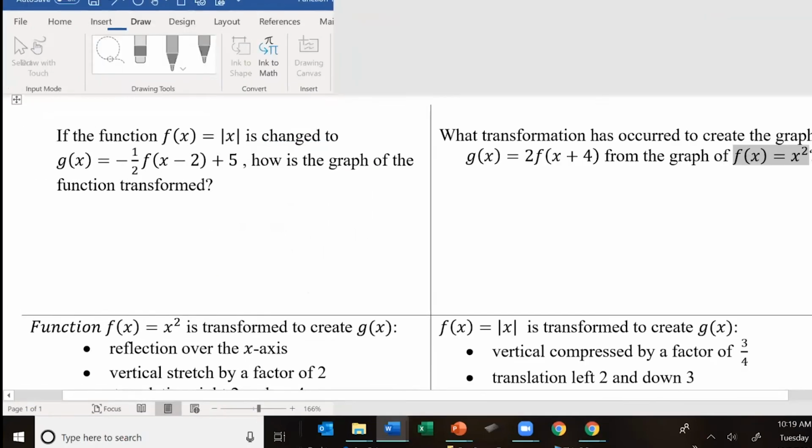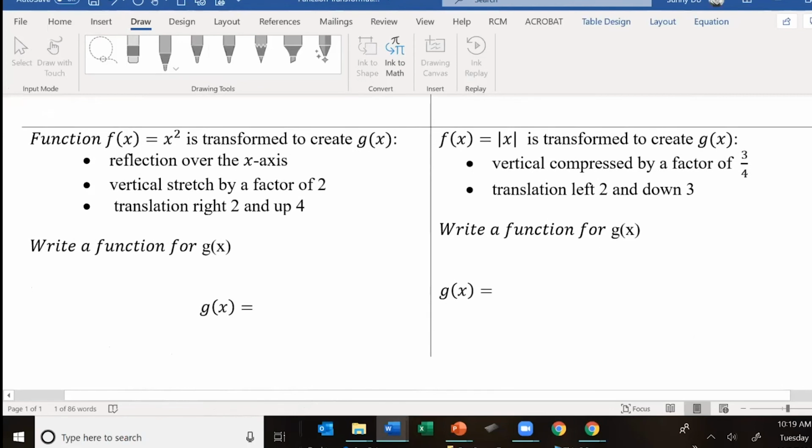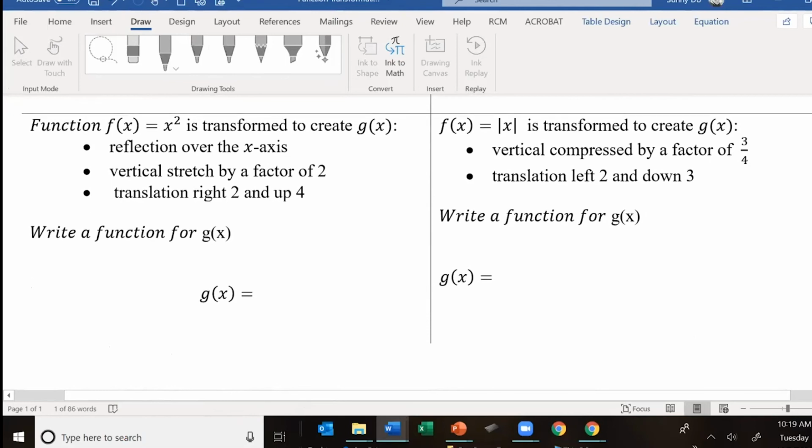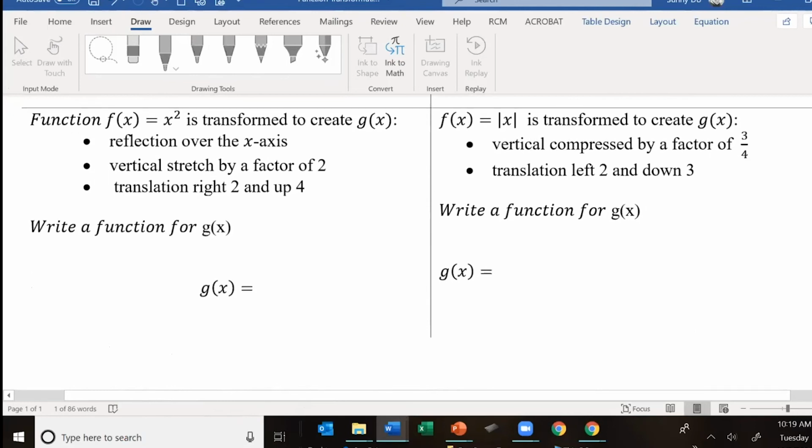Let us take a look at 2 more examples. Now, this one is going to be a little bit different. It's going to make you think a little bit, okay? You need to write a new graph based on what they're given. So here we go. Function f of x equals x squared is transformed to create g of x with these 3 conditions: reflection over the x-axis, vertical stretch by a factor of 2, translation right and up 4.